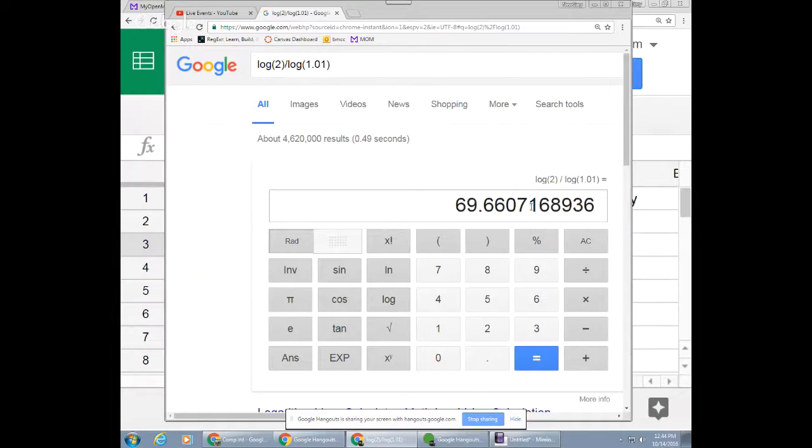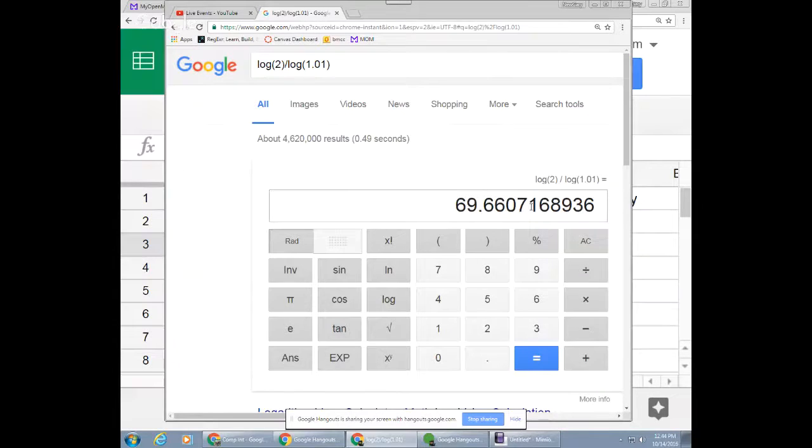How did yours work? Log of 2. Okay, then close parentheses, divide, log. Okay, totally. All right. Did you try yours? It worked fine too. Okay.